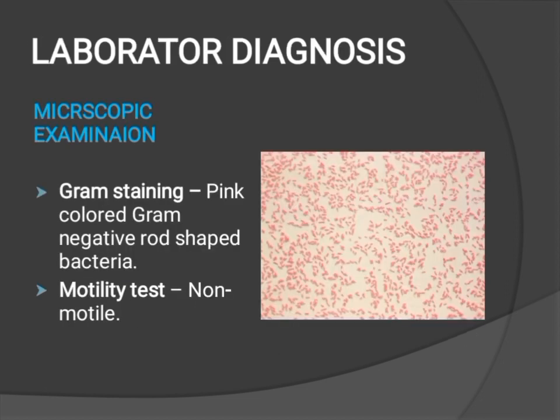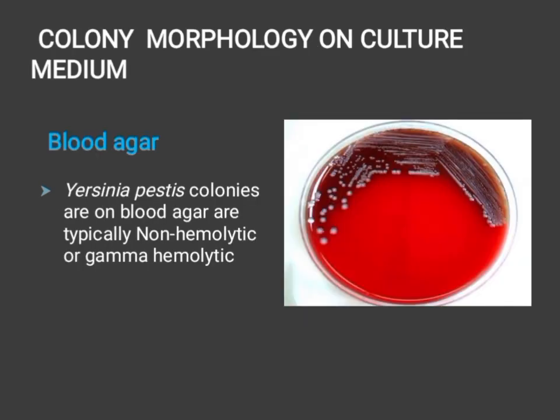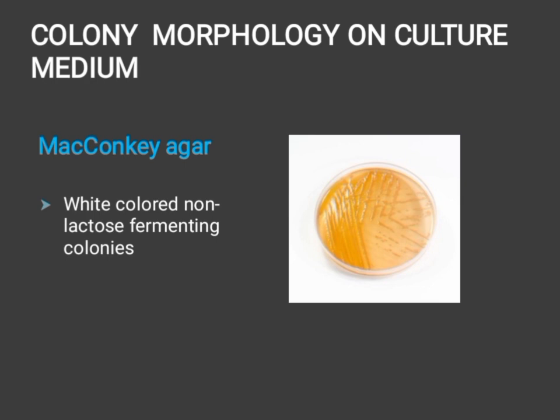The laboratory diagnosis of Yersinia pestis. Microscopic examination: in Gram staining, we can observe pink-colored gram-negative rod-shaped bacteria. Motility test: we can see that it is non-motile in nature. Colony morphology on the culture medium. Blood agar: Yersinia pestis colonies on blood agar are typically non-hemolytic or gamma hemolysis. Then on MacConkey agar, white-colored non-lactose fermenting colonies are formed.